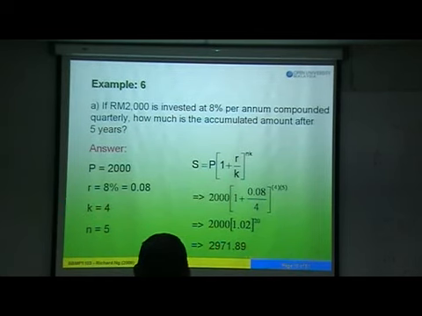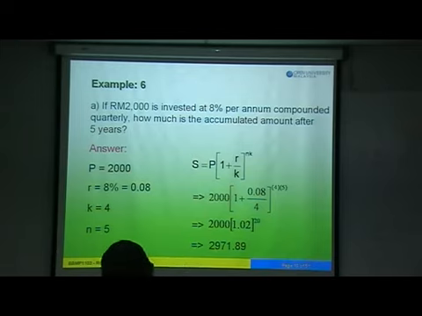Actually, once we have finished like that, what you do is you can put a conclusion. You say, just now they asked what, how much is the accumulated amount? So at the bottom, you put one more sentence, hence, H-E-N-C-E, hence the accumulated amount is RM2,971.89. That is the proper way of writing. But I don't have space, so I skip that part. In the exam, you please put that.